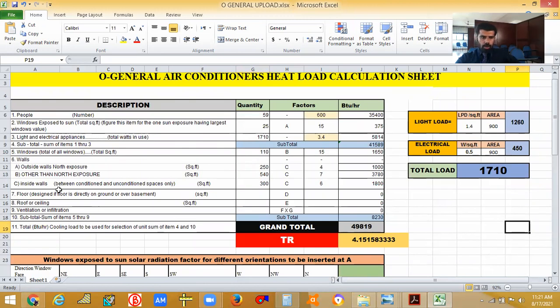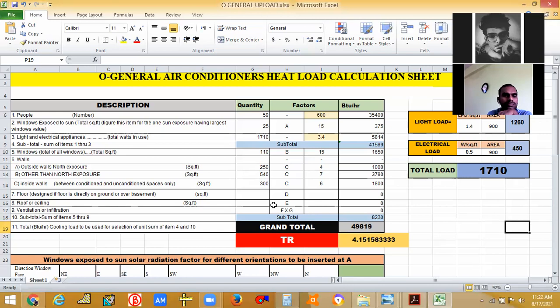Now I am going to deal with floor. Decide if the floor is directly on the ground or over the basement. So here, if you want to insert any value in this description 7, if the room is on the ground floor or above the basement, you can insert a value here. If it is on the first floor or any floor other than basement or ground floor, you can just skip this 7th part. So now I am assuming this is in the ground floor.